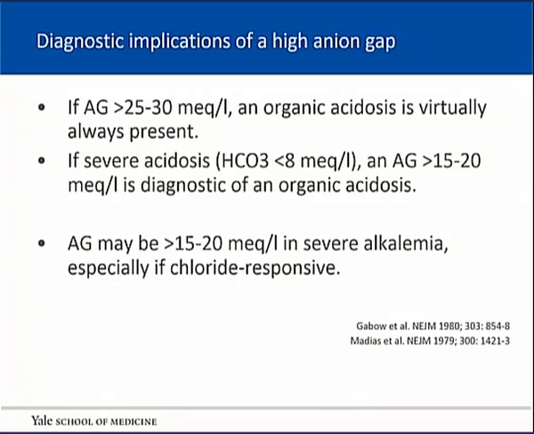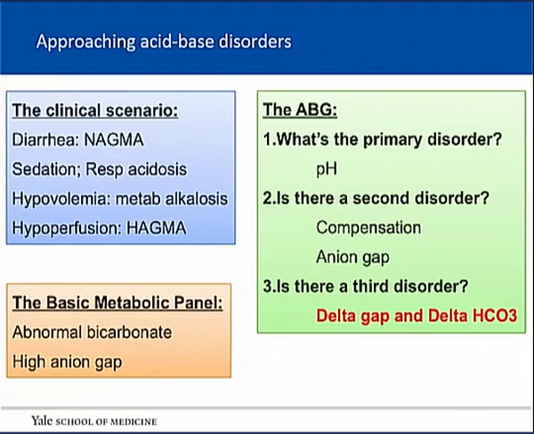And then finally, a caveat that you may see an anion gap in the 15 to 20 range in severe alkalemia, especially chloride responsive alkalemia, so volume depletion. Okay, so just remember that as a caveat. But in the other two, very high anion gaps, there's always an organic acidosis. And an anion gap that's even borderline-ish, 15 to 20, not that high, is always present if you have very, very low serum bicarbonates.